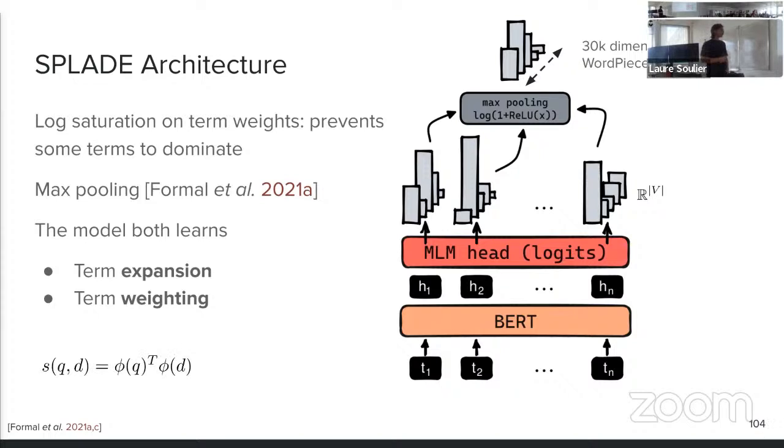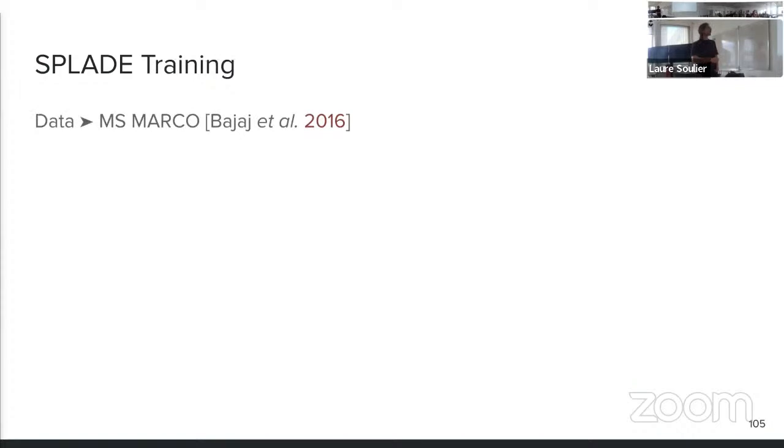And yes, so to get the score between a query and a document, we simply compute that product. So now that we have an architecture, let's train it. And so as everyone working in neural IR, we rely on the MS MARCO dataset to train models.